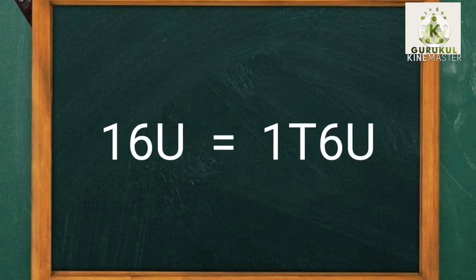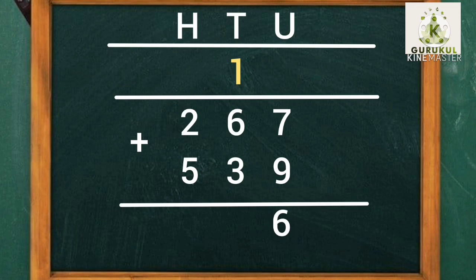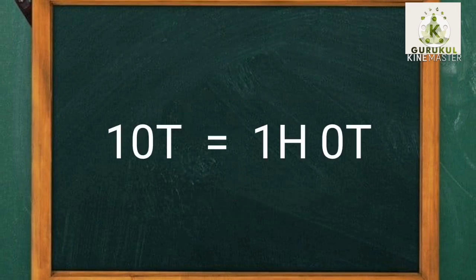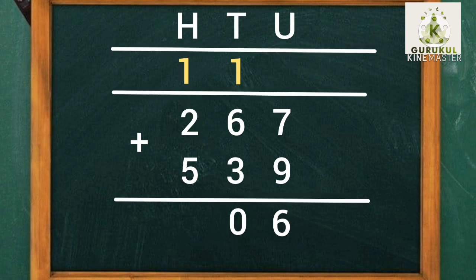What will you write over there? Yes, 1 ten, 6 units. So now you will carry over that 1 and write it over here in the tens place, and 6 remains in the units place. Now in the tens place we have 1 plus 6 plus 3, which gives us 10. But what do we know? 10 tens is 100 and 0 tens. So now we will write 0 in the tens place and carry over that new 100 to the hundreds place. And you write the 1 over here.